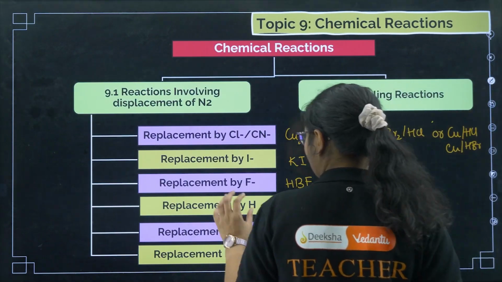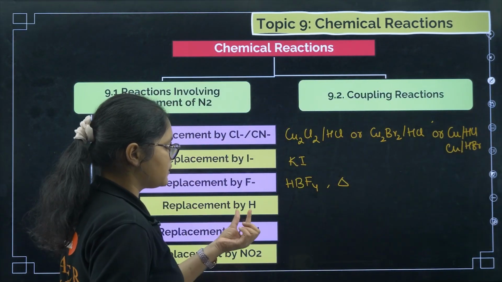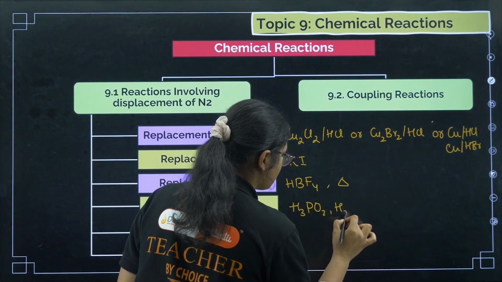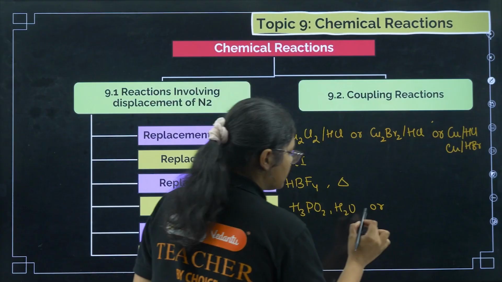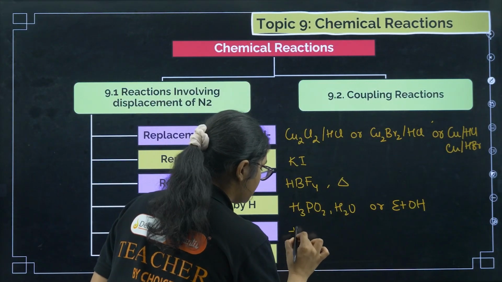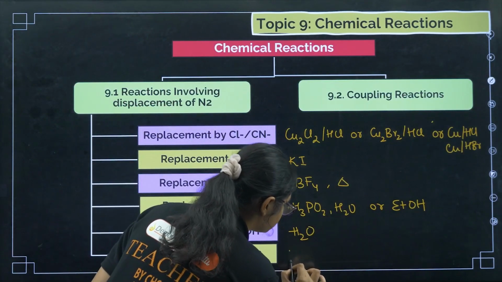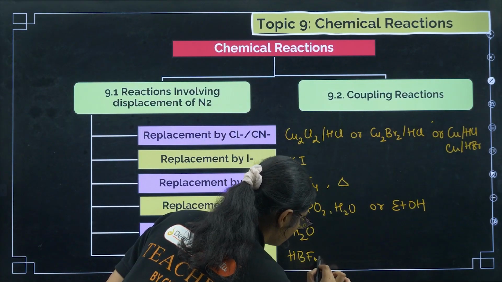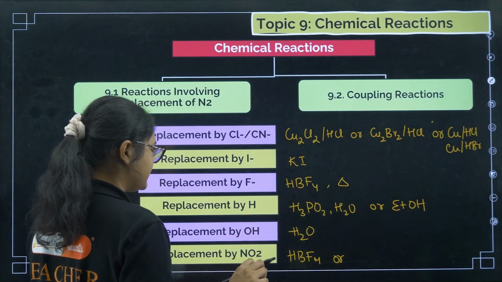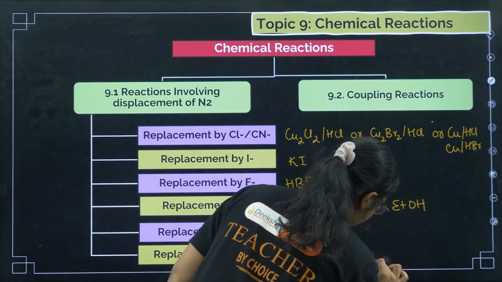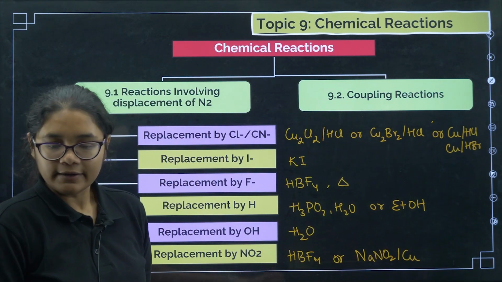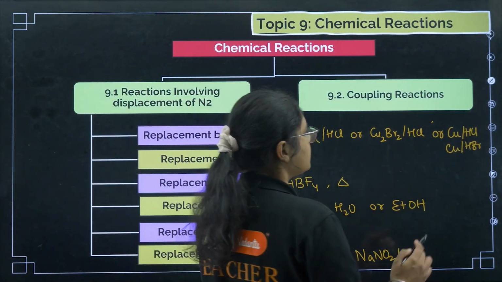Next, if I want replacement by hydrogen, there were two things. I can use H3PO2 in presence of water, or I can use ethyl alcohol. Next, for replacement with OH, simple thing, water. For NO2, first you have to use HBF4. Then you have to use, what is it? NaNO2 in presence of Cu. See, I am also trying to remember with you. Clear? So these are the things that we can do to replace the N2 group.